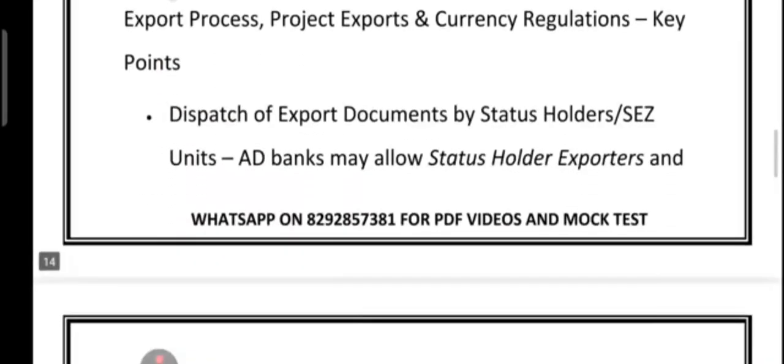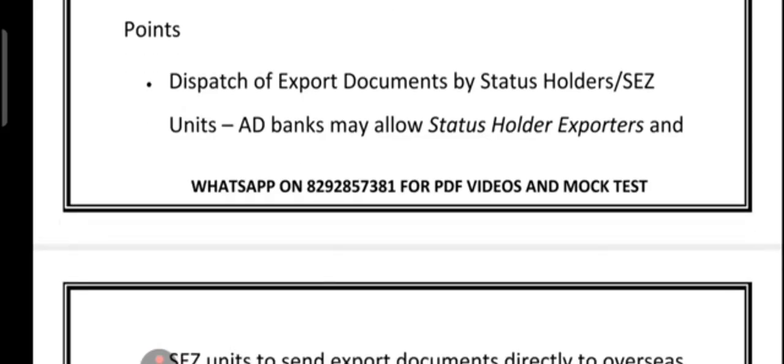Now in the next slide we talk about the export process, project export and currency regulation. Let's break down some important points about export process. First of all comes the dispatch of export document. So if you are a status holder exporter or SHE, or you work in a SEZ unit, your bank called the AD bank can allow you to send export document directly to the foreign buyer.